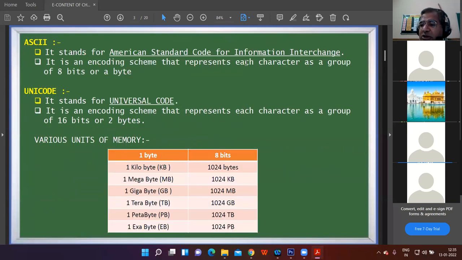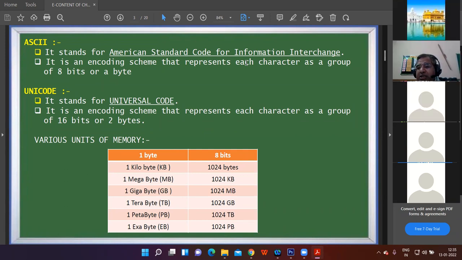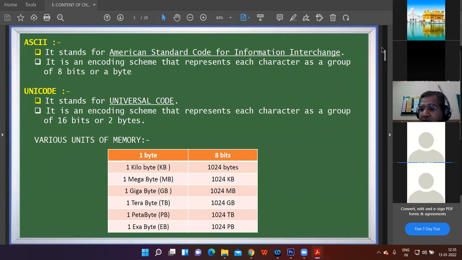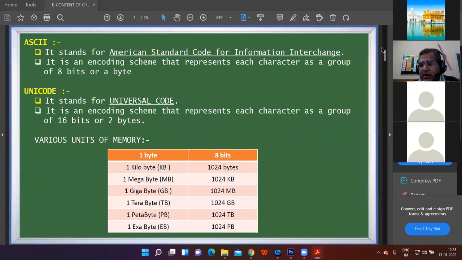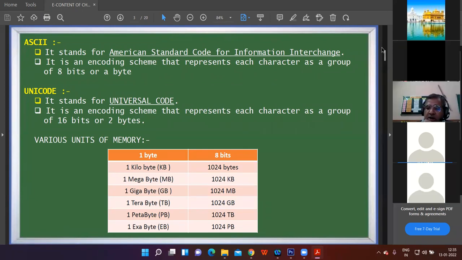Anybody can tell me features of primary memory? Features of primary memory. Yes, please. Who will try? Tell me features of primary memory. Yes, Gurupal. Unmute yourself, Gurupal. Where has he gone? Yes, Tanveen, unmute yourself. Yes, sir.